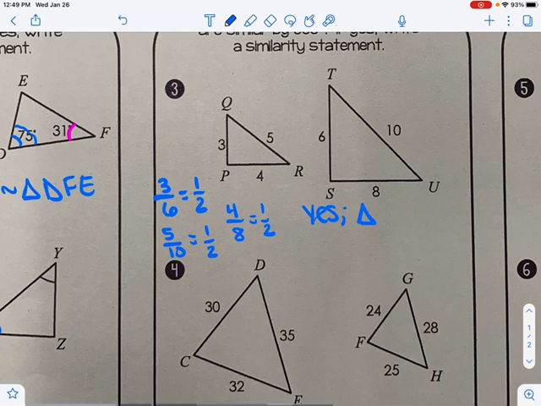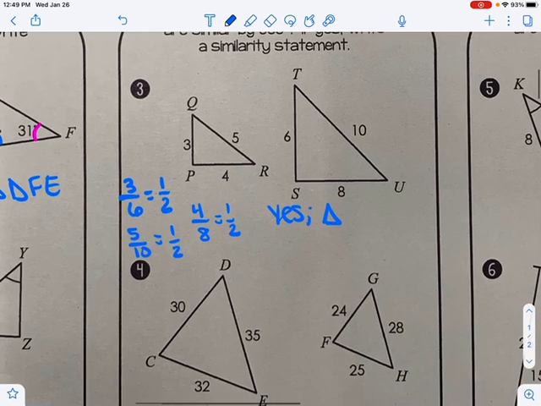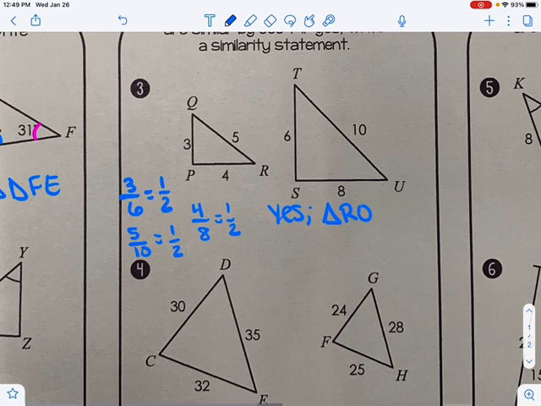First triangle, it doesn't matter. So let's do RQP. Oops. RQP is similar to triangle. So RQP, I went up my longest side, down my shortest. So that'd be UTS.